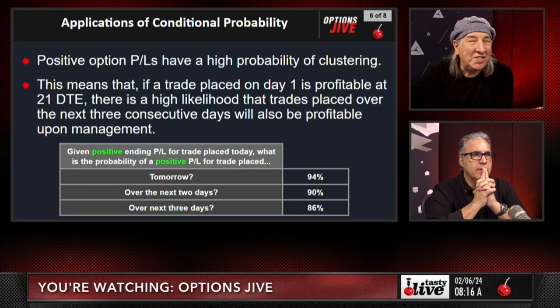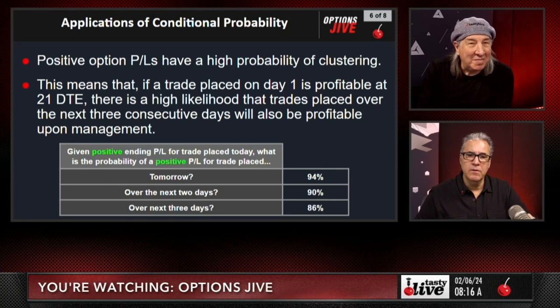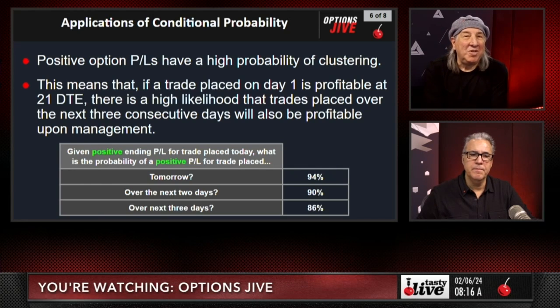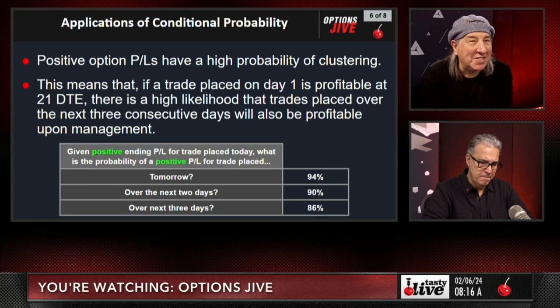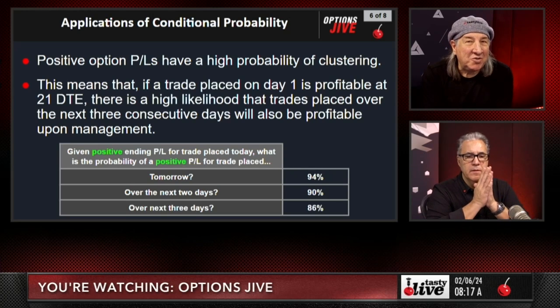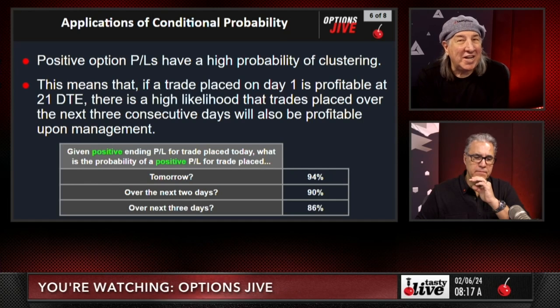But the whole reason for having this discussion is that's why we trade with high probability expected outcomes all the time, and if you trade every day with high probability expected outcomes, you're going to hopefully generate a positive P&L. So given positive ending P&L for the trade placed today, what's the probability of a positive P&L for the trade placed tomorrow, the next 2 days, or the next 3 days? And you can see here, 94%, 90%, and 86%.